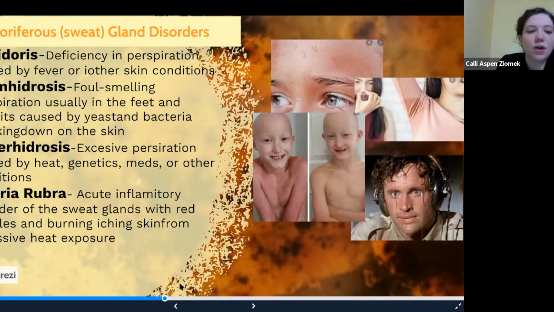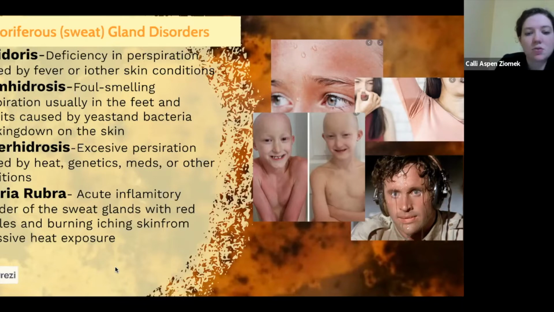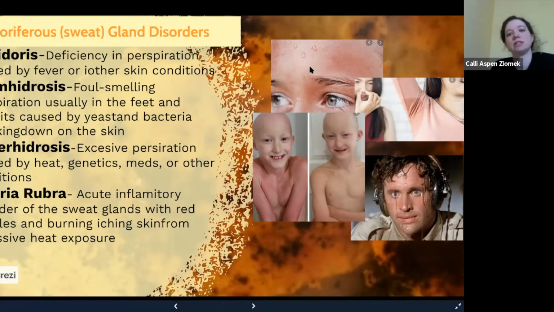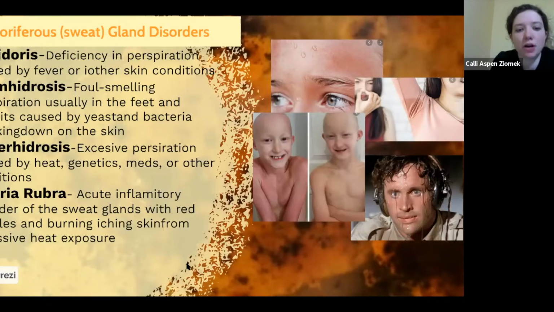Then you have miliaria rubra. And this is an acute inflammatory disorder of the sweat glands with red vesicles, burning, and itching from overheat exposure. So that's this top image right here. So these ones, when they start to sweat, it burns, it itches, and it's basically like they got heat stroke, but whenever they sweat.